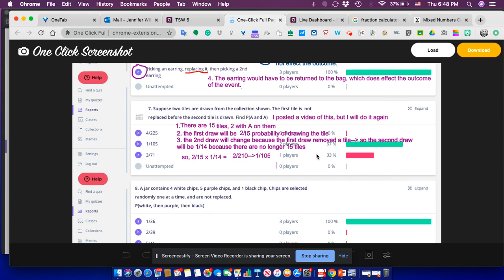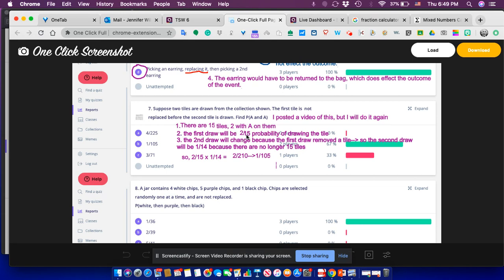Here is number 7. Suppose 2 tiles are drawn from the collection shown, and the first tile is not replaced before the second tile is drawn. Find P(A and A). And I posted this video on Edmodo, so you need to go watch how I did it. But just a review, if you remember, this had 15 letters, 2 A's. There are 15 tiles, 2 with an A on them.